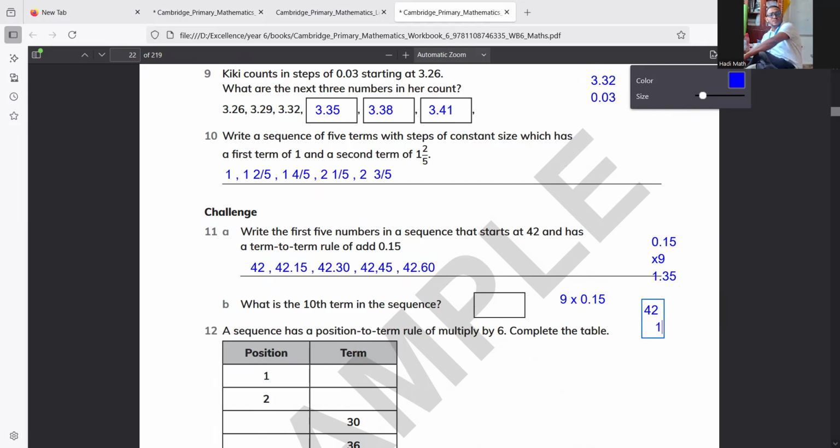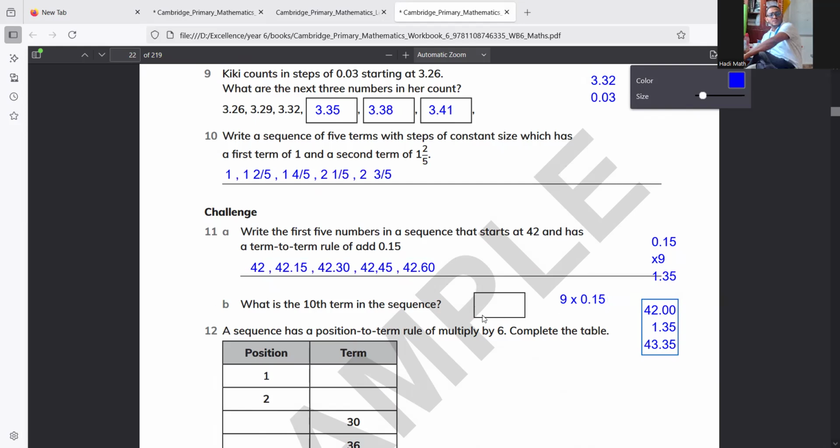1.35, which is 1.35. And remember, when you have a decimal, you have to put the decimal point under the decimal point. 42 has no decimal point, so you make it 42.00. And then you go and add. 0 plus 5 is 5. 0 plus 3 is 3. Then put the decimal point. Then 2 plus 1 is 3. Then you put down the 4.